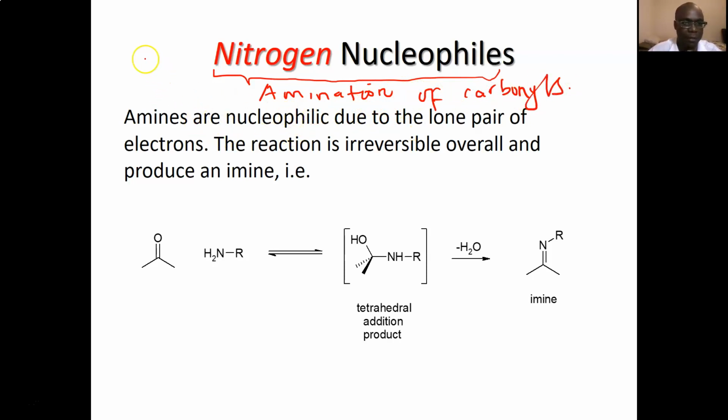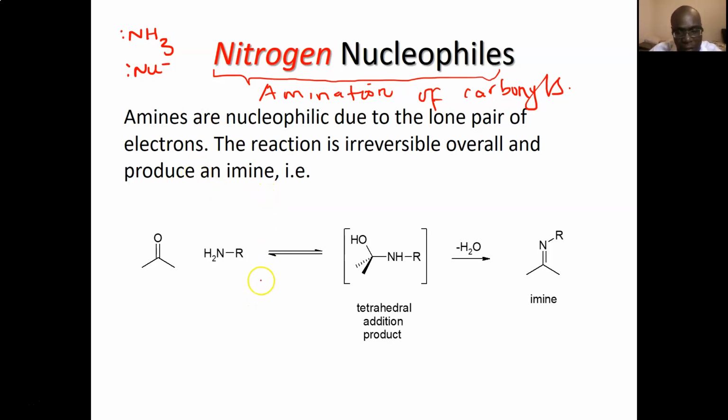Okay, remember the smallest amine possible is ammonia. You do have a lone pair. That lone pair can be used in nucleophilic attack. So amines can take the role of nucleophiles because of the presence of a lone pair.